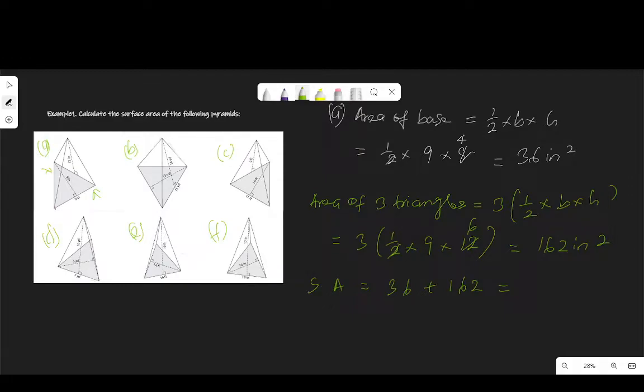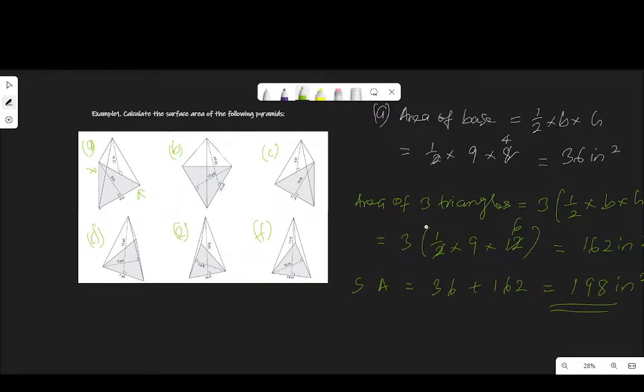36 plus 162 is 198. 198 inches square is the area of this triangular based pyramid. That is that for A.